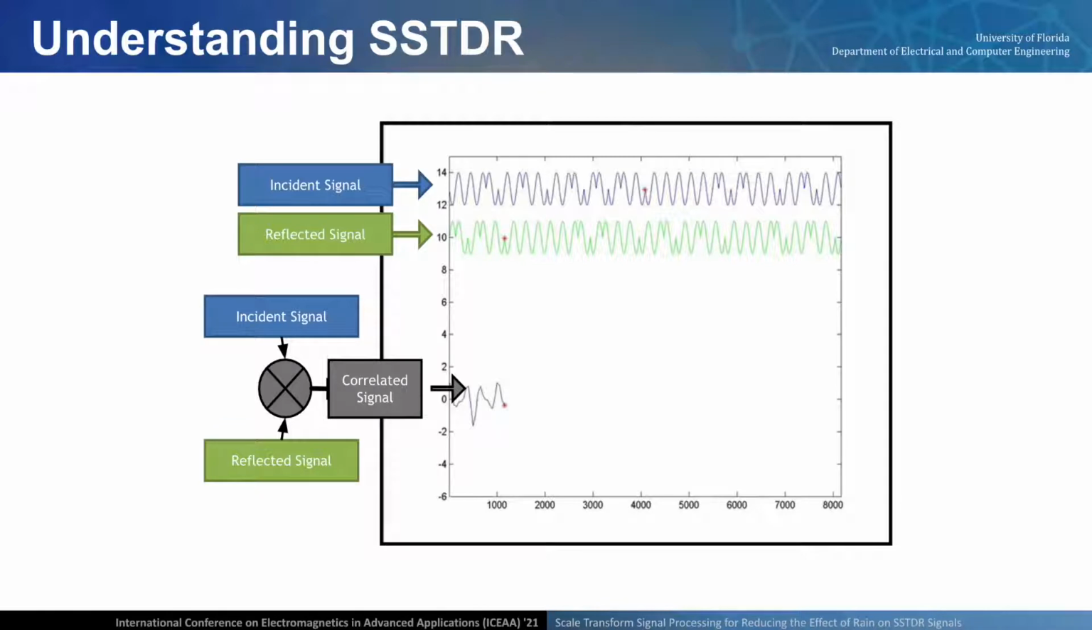With these two signals, the incident signal and the reflected signal, we're going to do a cross correlation. And that resulting signal that we have is the typical SSTDR signal that we work with. Now, the time delay between my incident and my reflected signal is going to represent the distance to the fault in question, and the amplitude is going to give us the magnitude of that fault.